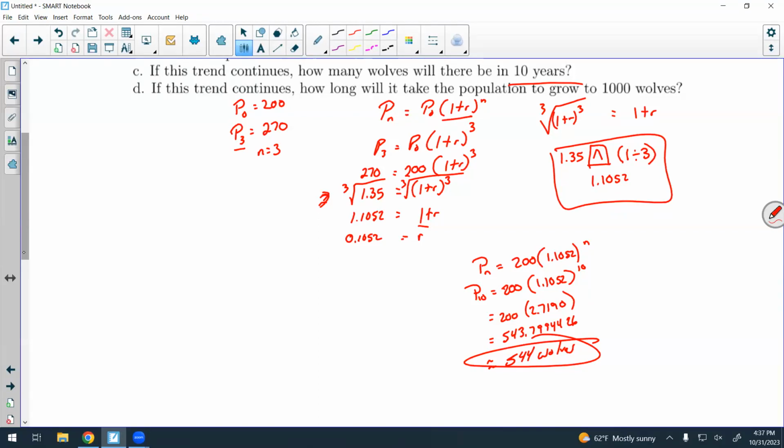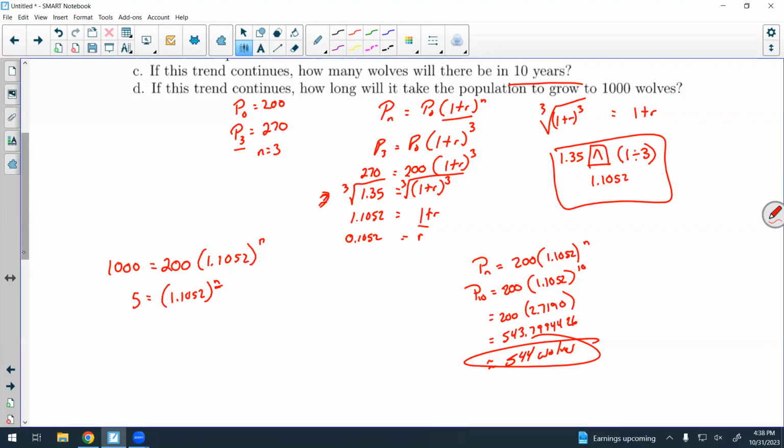And the last part is, this trend continues. How long will it take the population to grow to 1,000 wolves? So now P sub n is 1,000. 200 times 1.1052 to the nth power. First thing is, divide both sides by 200. 5 equals 1.1052 to the nth power.